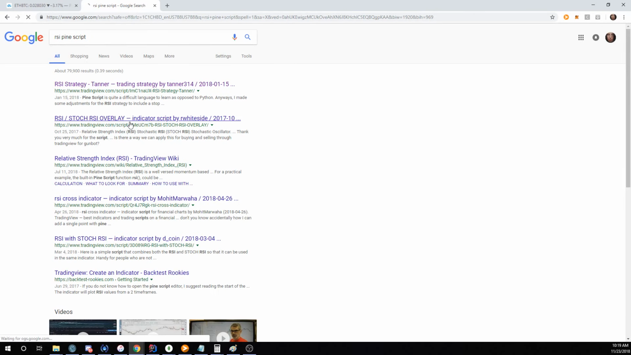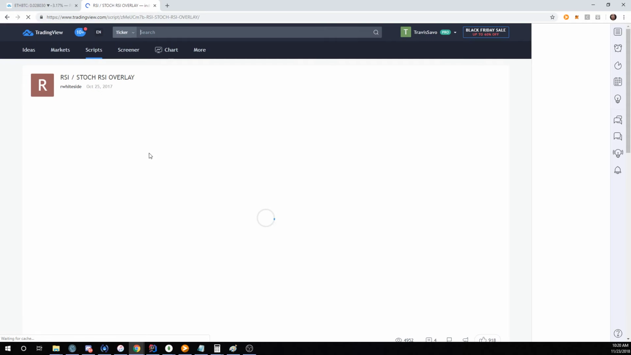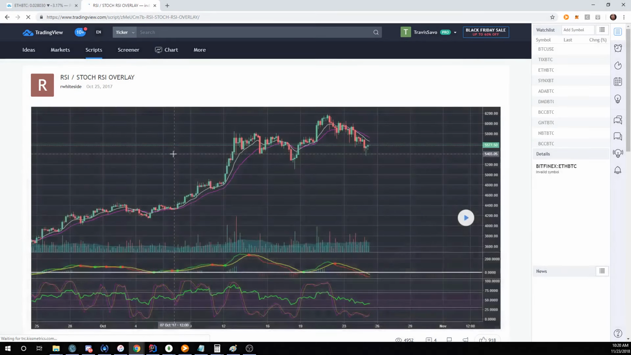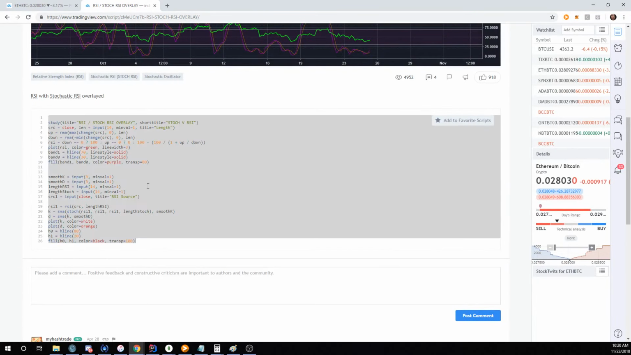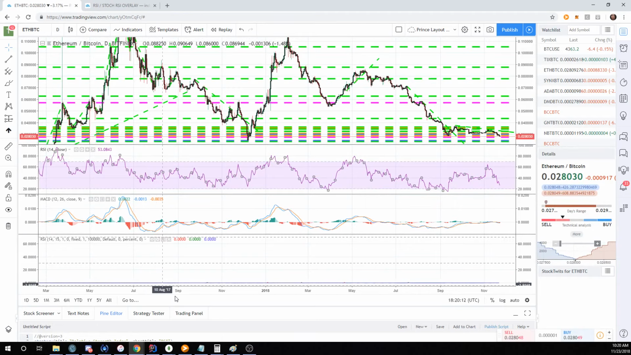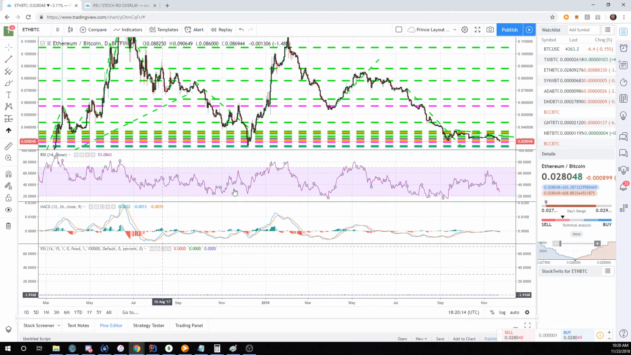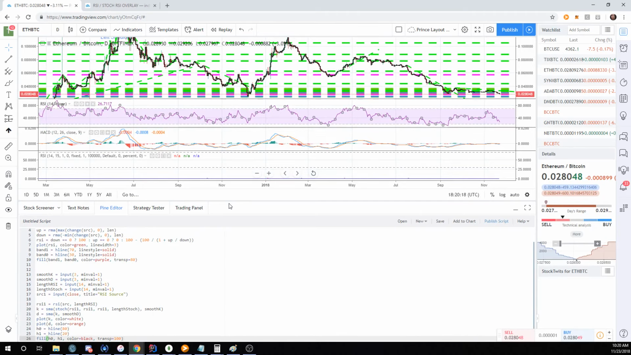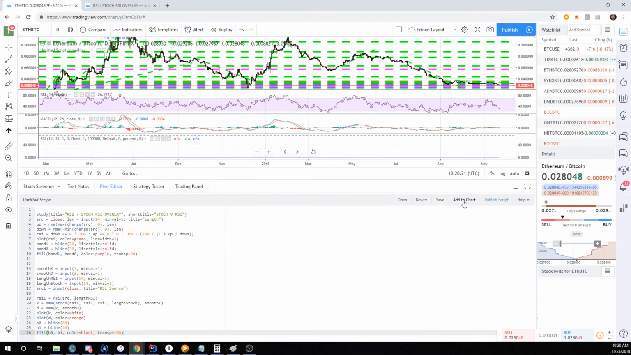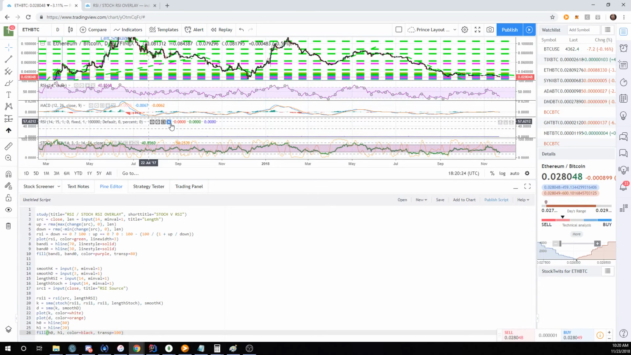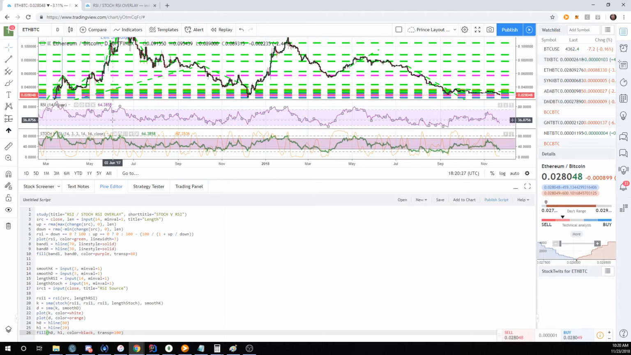RSI, Pine script. That's the one that when I tried, it doesn't work. That looks reasonable. Okay. And we'll add that to the chart. Much better. Let's get rid of this. Get rid of this. Here is our homegrown RSI. And boy, howdy, does it look like the RSI that came with TradingView. Get rid of this.